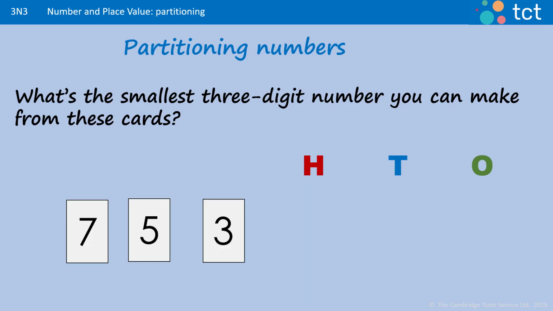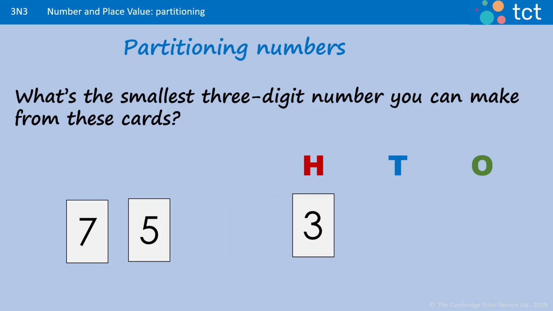You could also be asked to make the smallest number. This just works the other way round. We start with the smallest value digit and we put that in the highest place value column. So we have 300 and something.